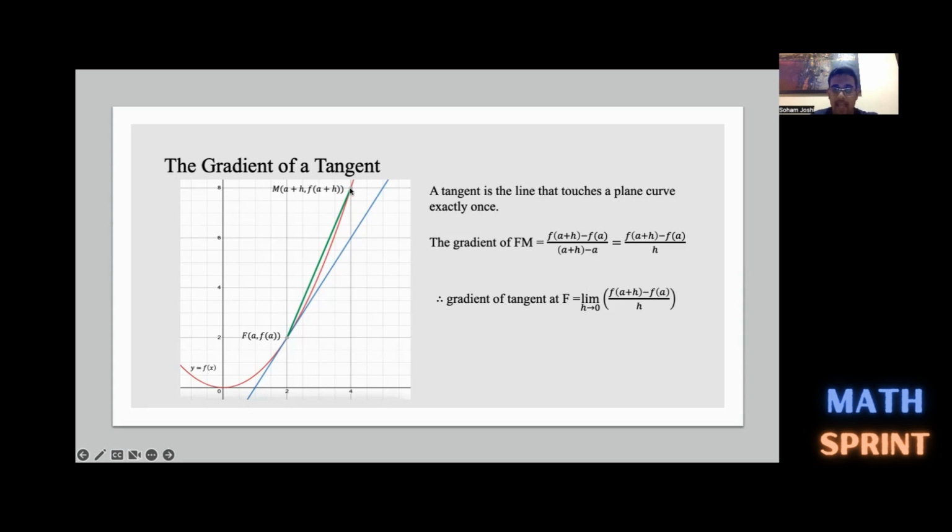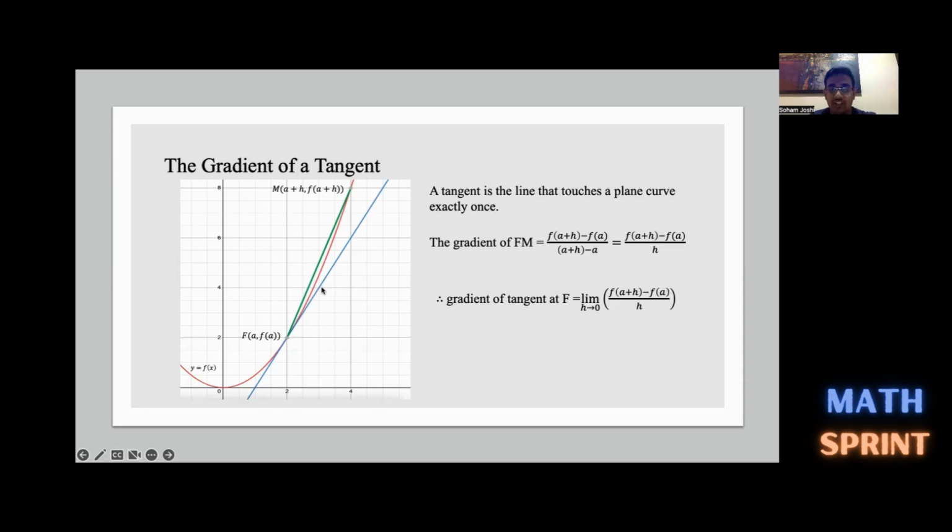Now suppose point M were to move along the red curve and close to point F, which also lies along the red curve. The green line over here, which connects points F and M, would keep on getting shorter and shorter as the value of h would get extremely small and approach zero from the right. Eventually, as h approaches zero, again, h is the difference in the x coordinates of F and M. So as h approaches zero, the gradient of FM, this green line here, will approach the gradient of the tangent at F, that is the blue line here.